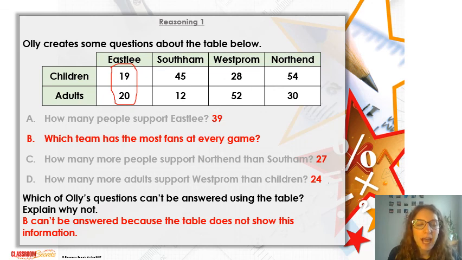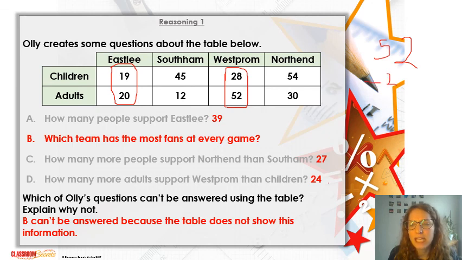And the last one, how many more adults support West Prom than children? Okay, so you just need to do 52 take away 28, which you can do using column subtraction, setting it out a lot neater than my very wobbly writing here. Okay, so 2 take away 8, we can't do that with negative numbers, so we're going to exchange. This becomes 4. 12 take away 8 is 4. 4 take away 2 is 2, and it gives us 24.